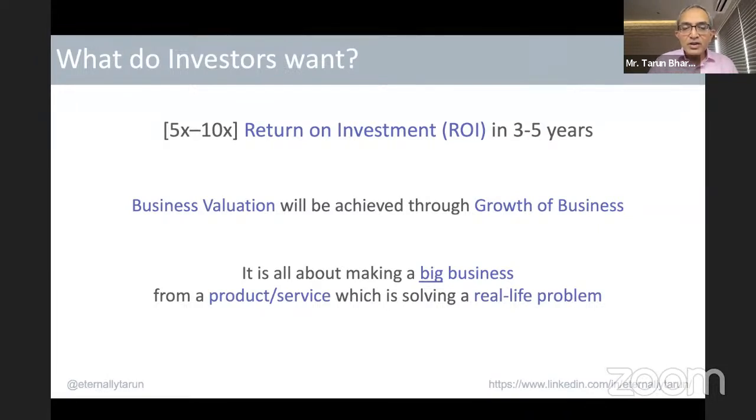Okay, while that is something that can be a discussion for another day, at the end of the day, it is directly correlatable to the growth of business. So if your business grows 20x or 50x, so will your valuation. So as such, it is all about making a big business from a product or a service which is solving a real life problem. So maybe I'll pause here for a moment, and maybe if there are any questions that anybody has so far.